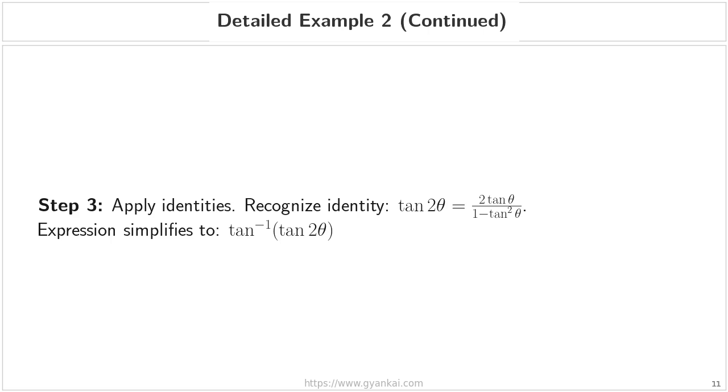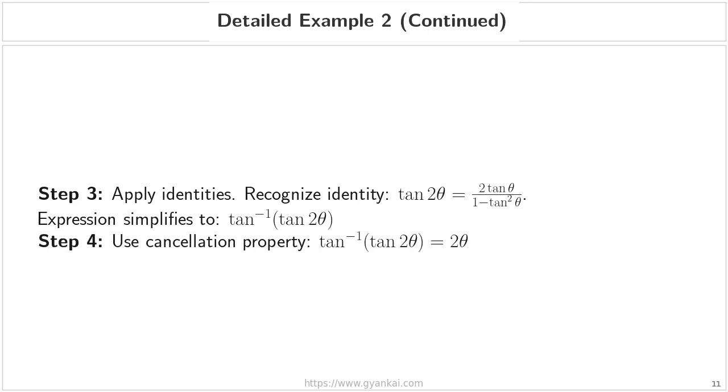tangent of 2 theta. Now we proceed to step 4, where we apply the cancellation property that we introduced at the beginning of this lesson. Since the inverse tangent and the tangent functions are inverses of one another, they effectively cancel each other out, leaving us with just 2 theta.